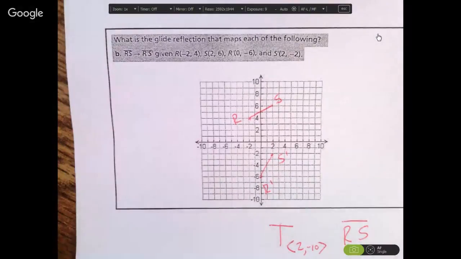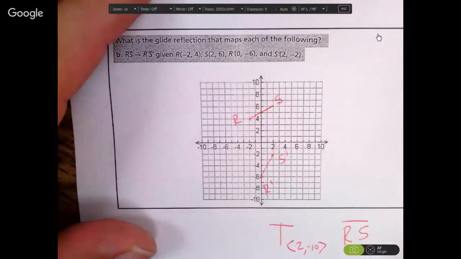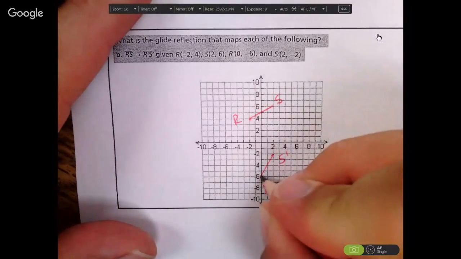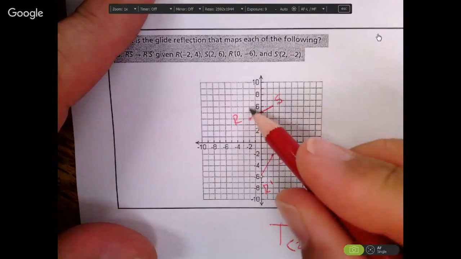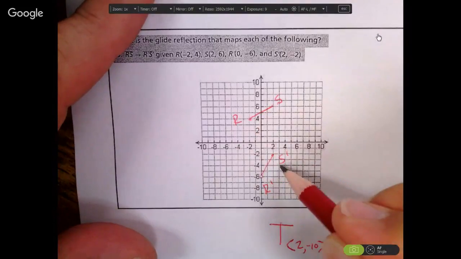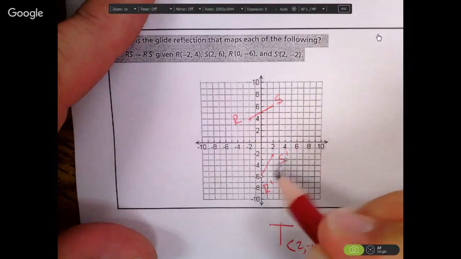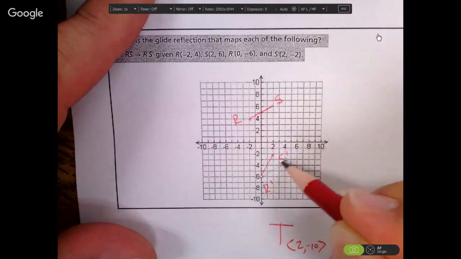And that would take this shape and move it to here. It would put it right there. That R would land right there, but then the S would have the same slope and would end up right there. S is just down 8 though.